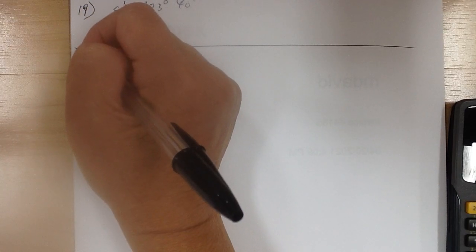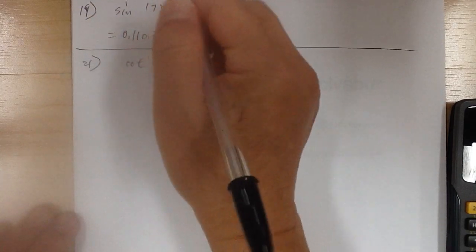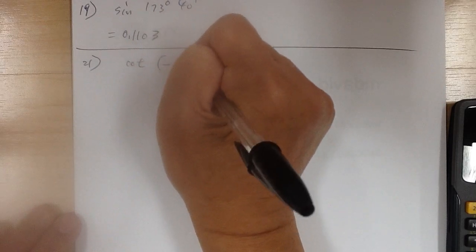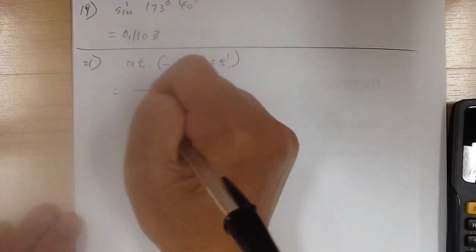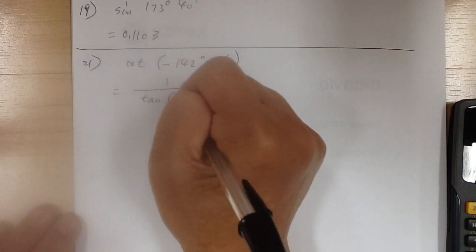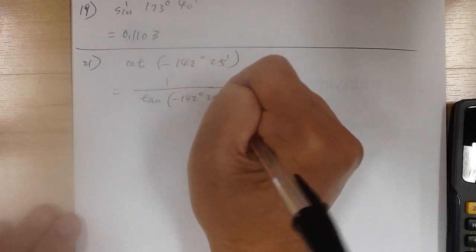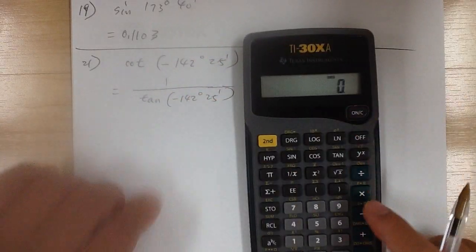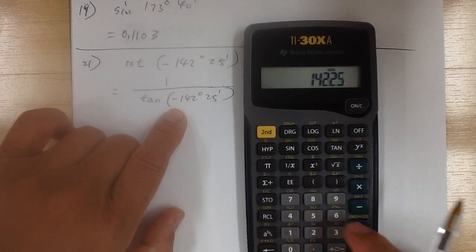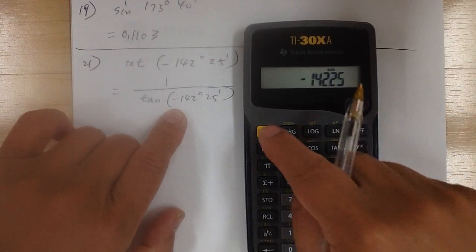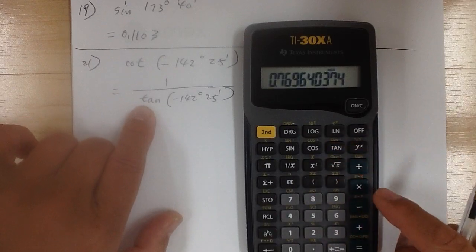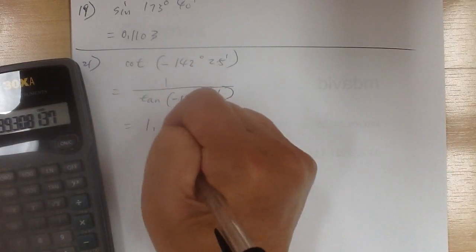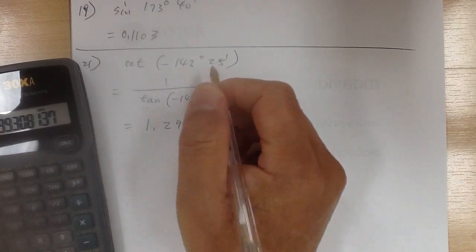21. Cotangent of negative 142 degrees 25 seconds. Okay, so convert first into tangent. So you have negative 142.25. You have to convert to decimal degree, and then you take the tangent, and you have to flip it over. So this is equal to 1.299.